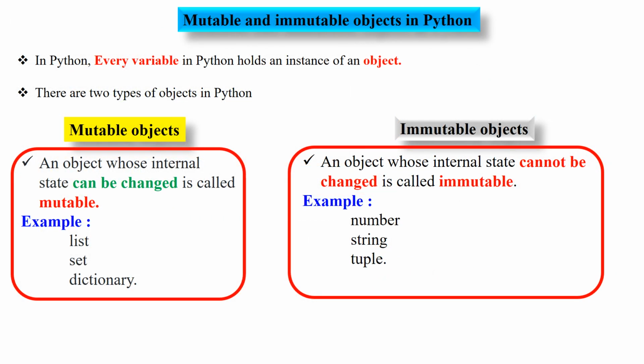We have said that everything in Python is an object, yet there is an important distinction between objects. Some objects are mutable while some are immutable. An object whose internal state can be changed is called mutable. Example: list, set, dictionary. An object whose internal state cannot be changed is called immutable. Example: number, string, tuple.